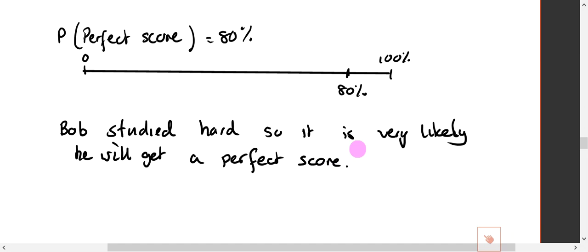Anyone else got any other options for that? The probability of getting a perfect score is very likely. Okay. Can I say mine? I put Joe. Joe was playing a game, and the chance of winning was 80%, so it's very likely. But you've not used the perfect score thing there. You just said win.